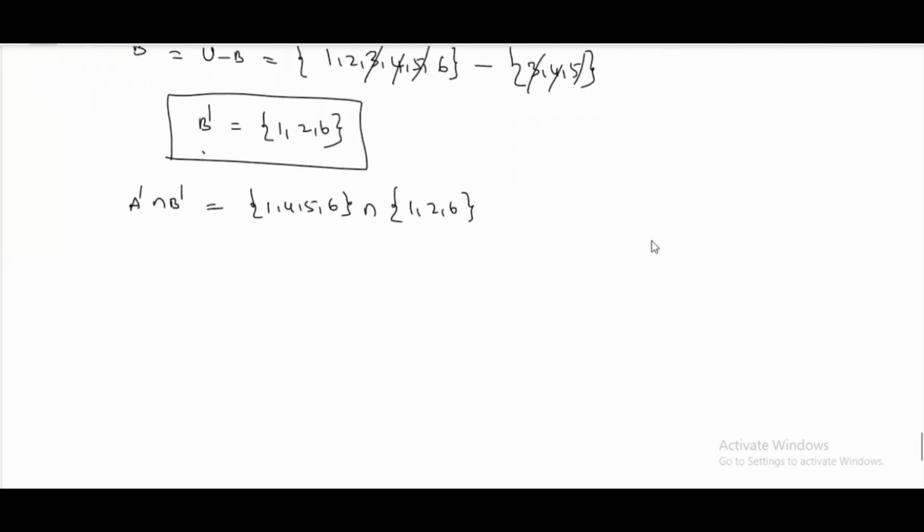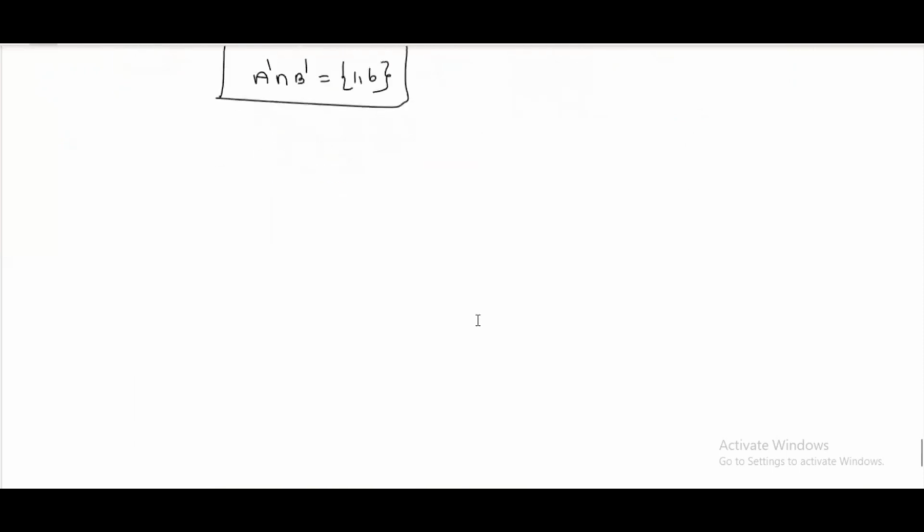1, 6 are the common elements in both. So 1 we have, 6 we have in both. So A complement intersection B complement is 1, 6. So this is the way we can find the solution for this question. So let's see the next question.